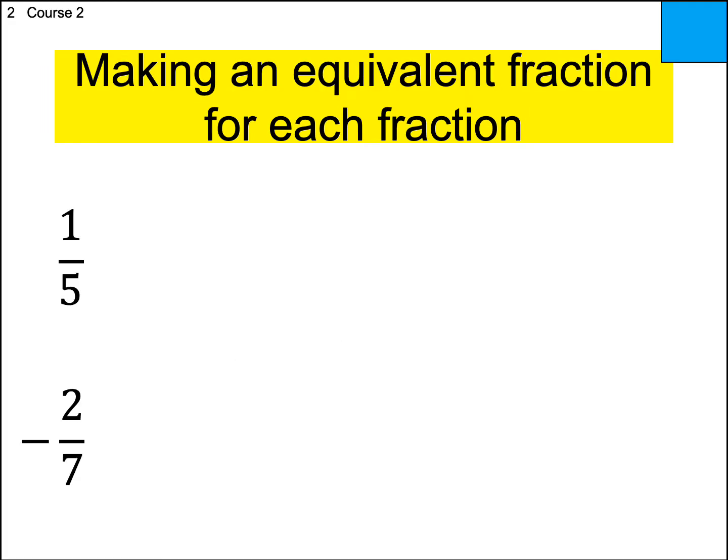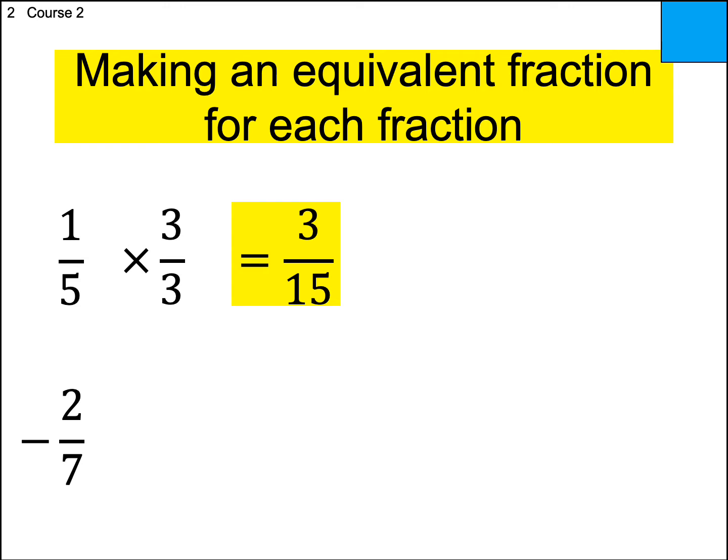So let's do one. We take 1/5. We multiply by any positive integer. I'm just going to choose 3 over 3, and 3 over 3 is basically the number 1 in disguise. 3 divided by 3 is 1. And just multiply straight across. 1 times 3 is 3. 5 times 3 is 15. So we're going to say that 1/5 and 3/15 are equivalent.